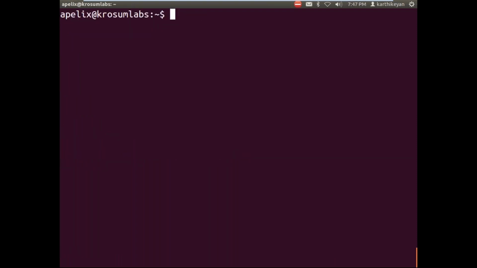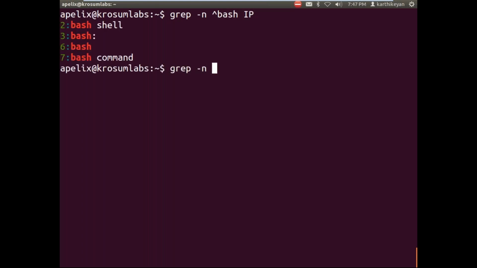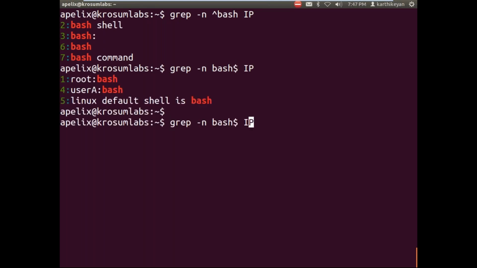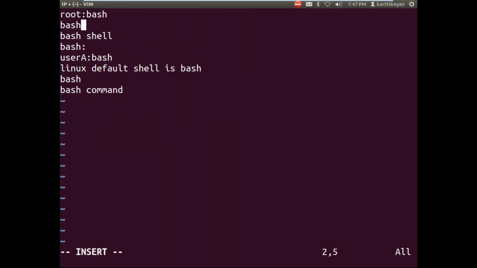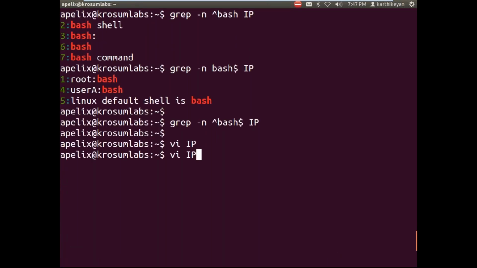I'll repeat. If the line starts with bash, it will print. If the line ends with bash, it will print. Now the condition is that the line contains only the bash keyword. There is no extra character. So there is no other pattern, only bash. I'll write it here, one more keyword, bash.